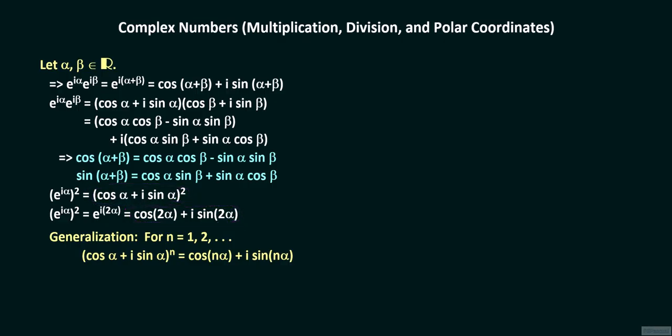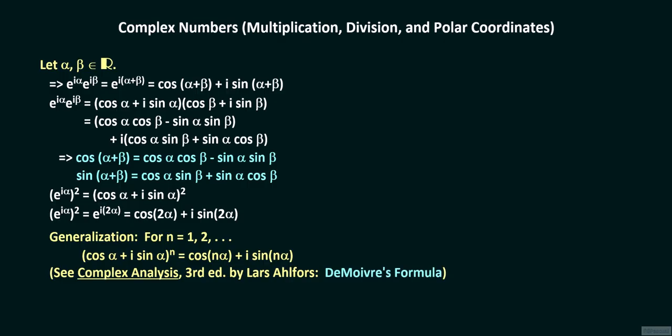According to the third edition of the text, Complex Analysis by Lars Ahlfors, this equation is referred to as De Moivre's formula. It then follows that if the argument of z is theta, then z raised to the nth power equals the absolute value of z raised to the nth power times the quantity cosine of n theta plus I times sine of n theta.